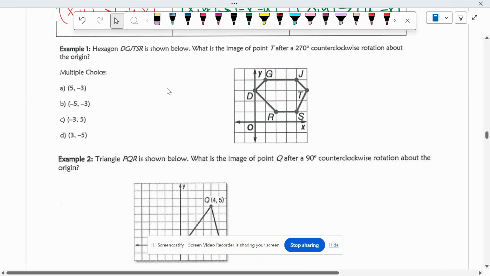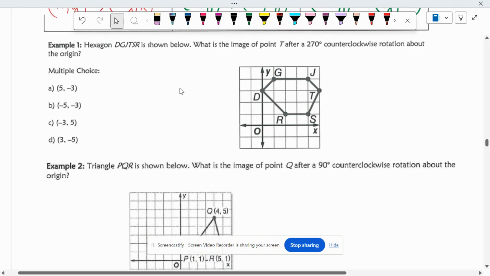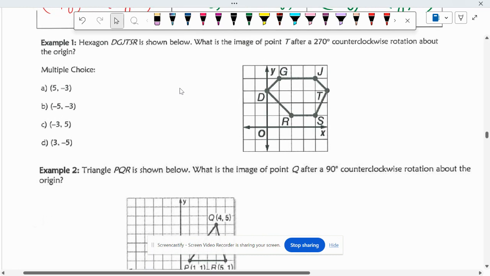Okay? So hexagon DGJTSR is shown below. What is the image of point T after a 270-degree counterclockwise rotation about the origin?